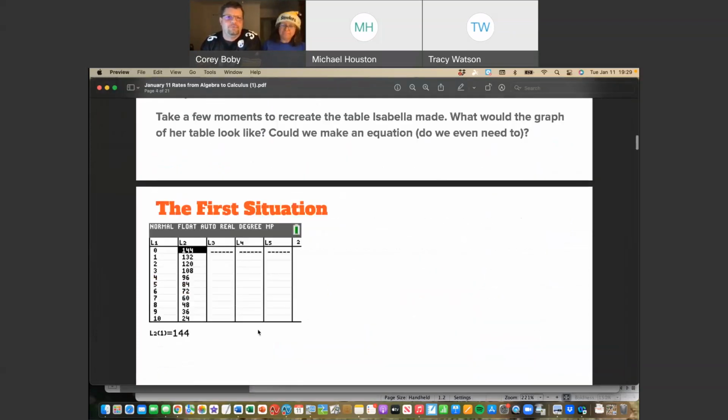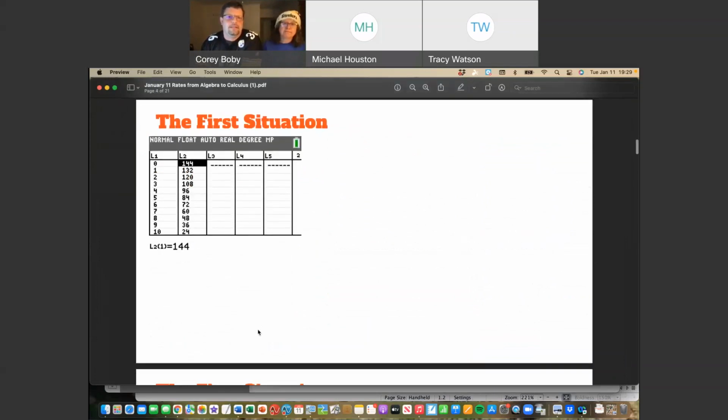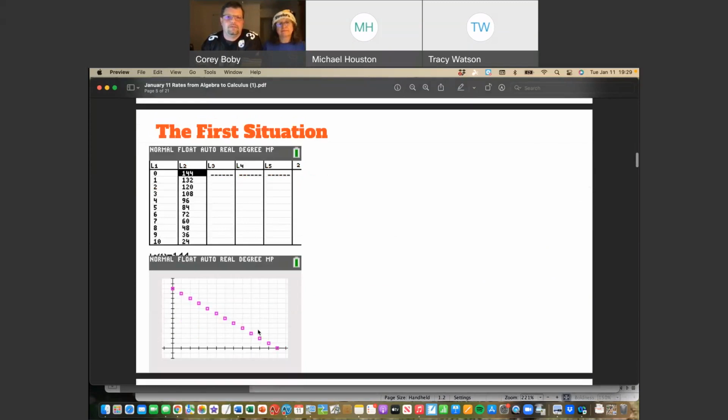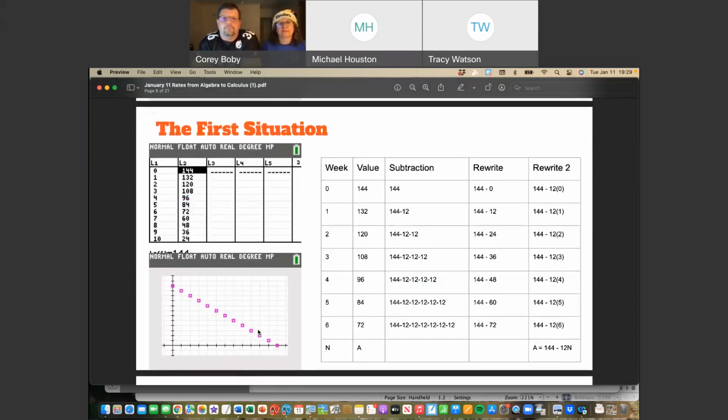All right. So this is what we did. We did the table, and I didn't capture my screen with a delta list. And then I did a graph, and these slides will be shared with you as well. But I love building the equation this way. I really encourage you to start with the week and the value, and then look at the subtractions, and you can see the repeated subtraction of 12, and it builds you to the formula. Okay. So I am seeing it be linear. Cool.